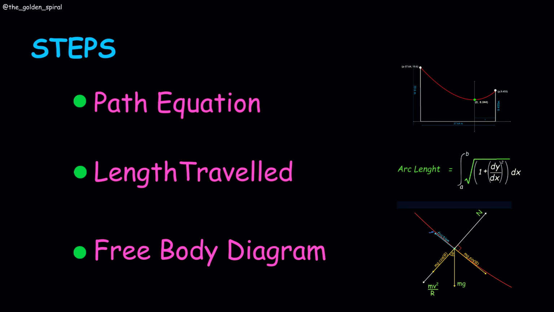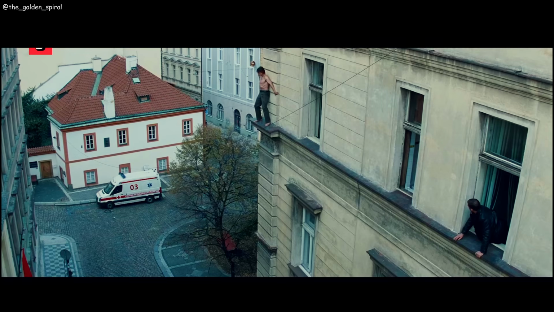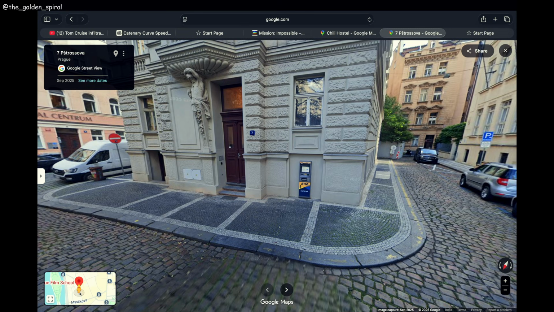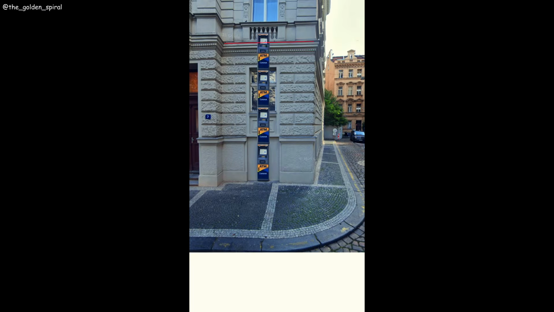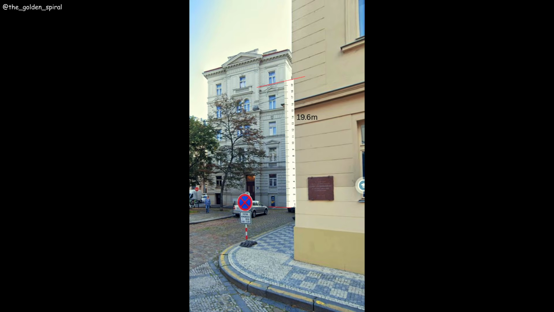To start with anything from mechanics, we must first know what is the exact path that is being traveled. We need to find the equation of this wire as our path. This wire starts from this window in this building. I found this ATM in this wall of this building on the Google Maps. So it's a good reference for height of this window, which is about 19.6 meters from the ground.